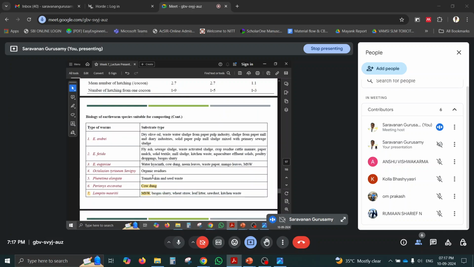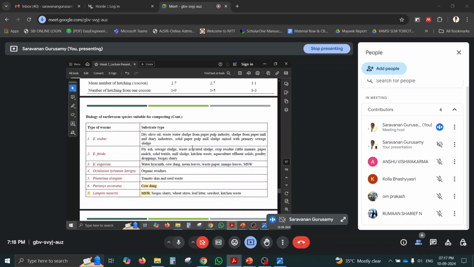And what are the different substrates we can give for different worms? If you know your waste, whether it is kitchen waste, cow dung, sewage sludge, or any agricultural residue like wheat straw or leaf litter, then you can go to the agricultural office and ask for different types of earthworms. They can provide earthworms on a number basis, like 50 worms for 100 rupees. Then you can culture the earthworms.